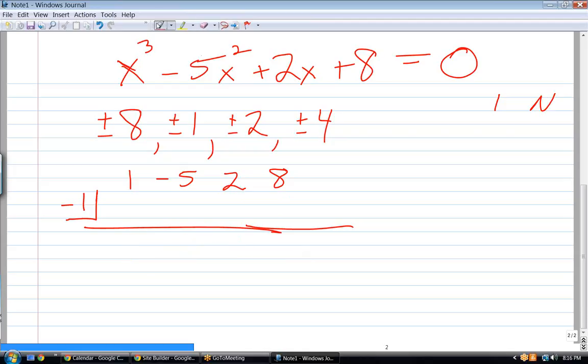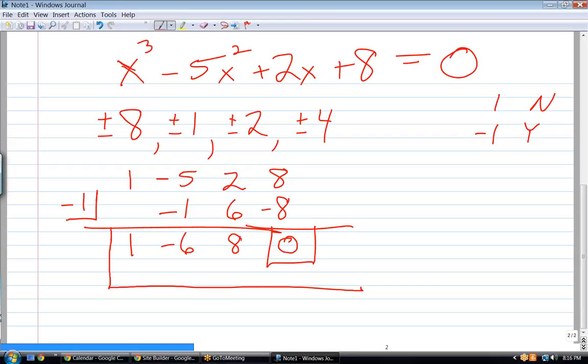Have you learned about upper and lower bounds yet? No. Okay. This has promise. There's one solution. Minus 1 is a yes. Now, what's the best way to get the other two solutions? I don't know. What we have remaining here is the remaining quadratic.